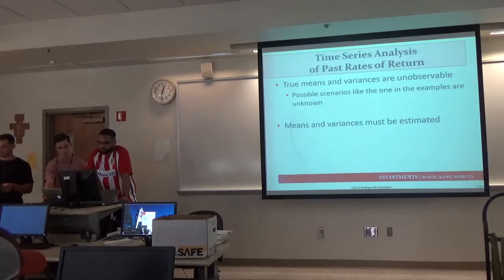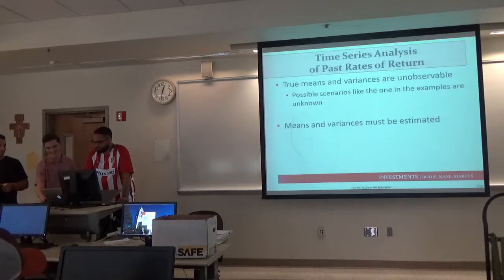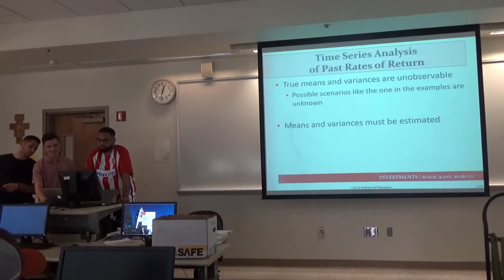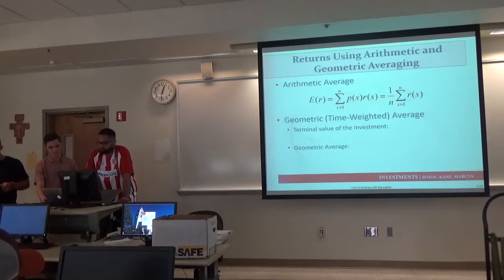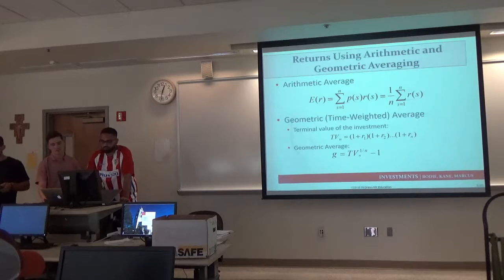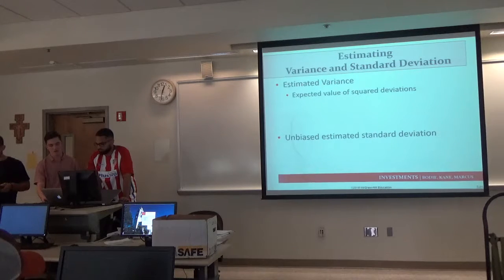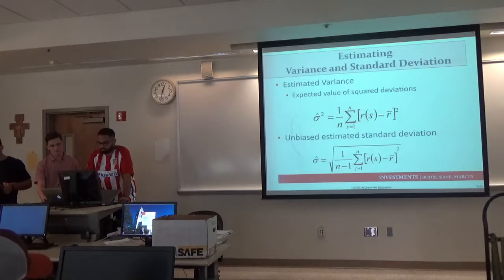When dealing with the time series analysis of past rates of return, one must know that true means and variances are unobservable, so means and variances must be estimated. Now you can see the formula for the arithmetic average. And then there's the geometric average as well. And here are some more formulas.